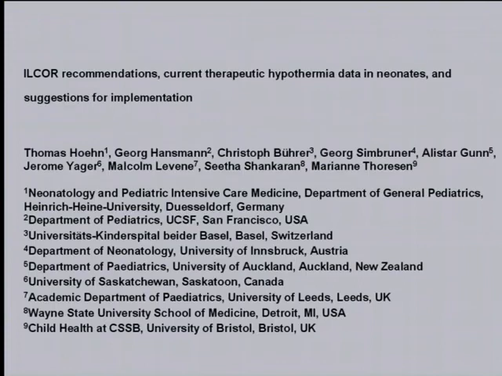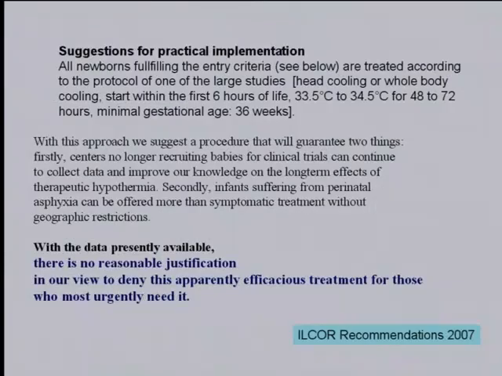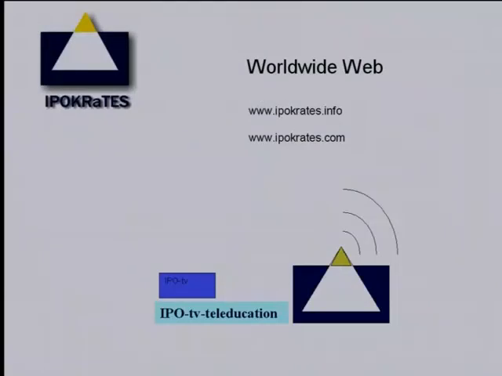Next. I have already mentioned that hypothermia is now a standard treatment. It was already published in the ILCOR recommendations. Here is a number of people who were involved in this statement, and it's very clear that it is no longer an experimental treatment. Next. That is the ILCOR recommendation 2007 as a citation you may need. Next. Thank you very much for listening to the second part.